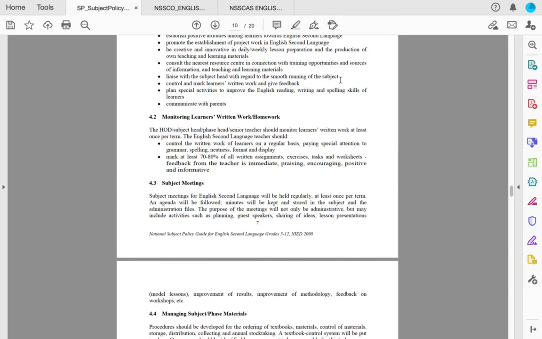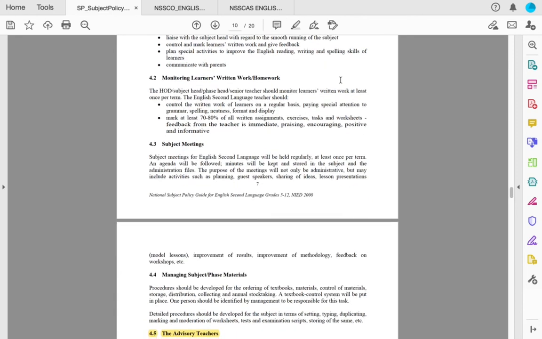You always have to work with the subject head because there are certain files, like subject files, that are run by the subject head, and then you collaborate to compile that file, making sure that you are doing what you need to do to really complete or finish the syllabus or the scheme of work. You are there to help each other.